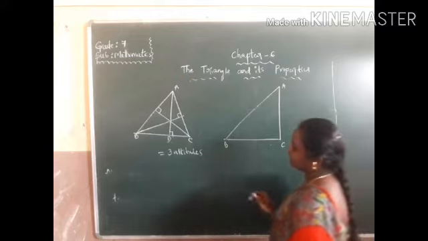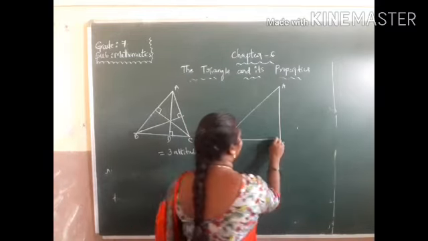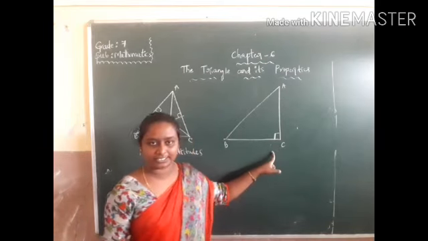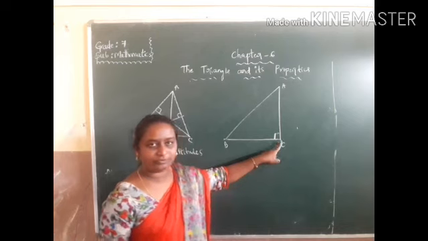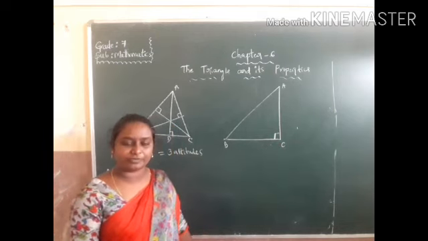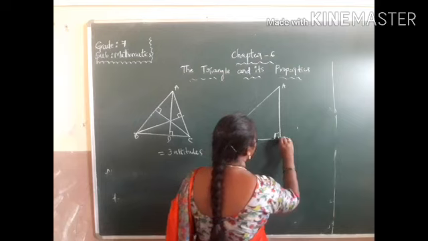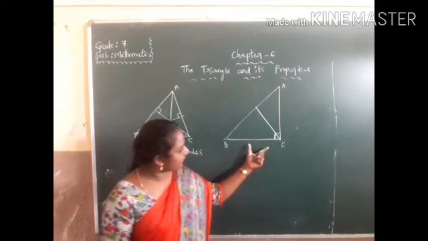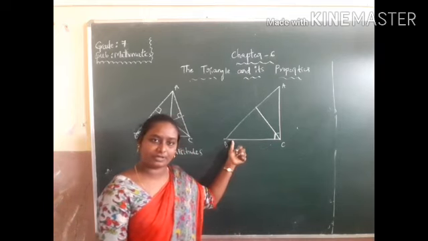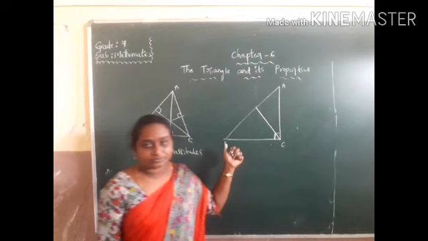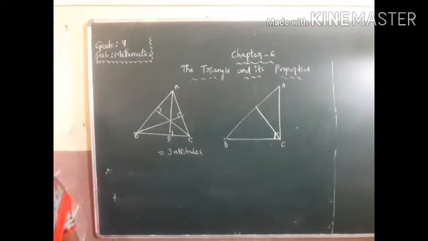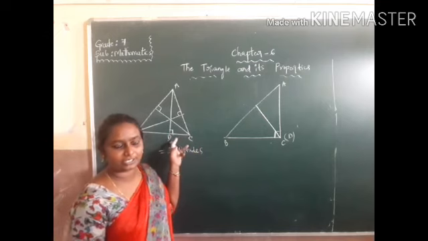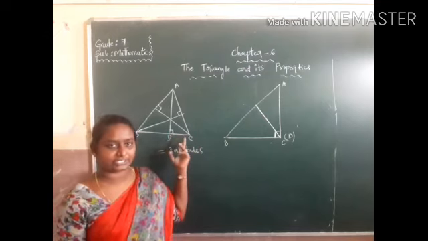ABC, here the right angle is at C. In the right angle triangle ABC, what is the altitude for C? What is the altitude for C? Yes, so that is opposite to the side BC. And what is the altitude for B? Tell me. So in this figure you have 3 altitudes, and all altitudes are only in the interior of the triangle.